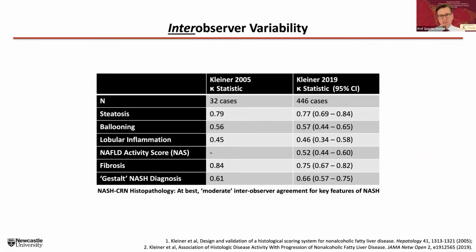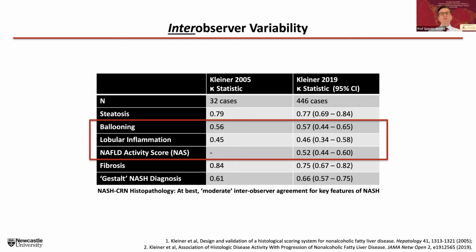Here I'm showing you data from two papers written by Professor Kleiner, one from 2005, one from 2019, with the NASH CRN, where they published their kappa statistics for inter-observer variation. And you can see here, if we look at ballooning, the kappa statistics on both of these occasions was round about the 0.56, 0.57 zone, which is at best moderate inter-observer agreement.